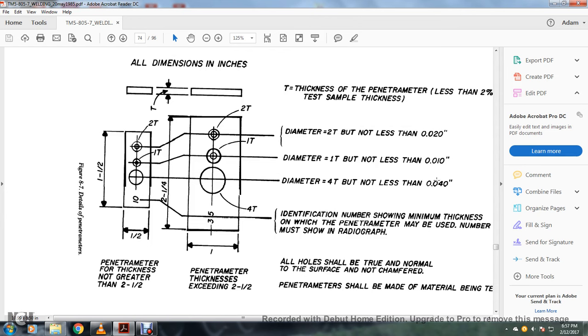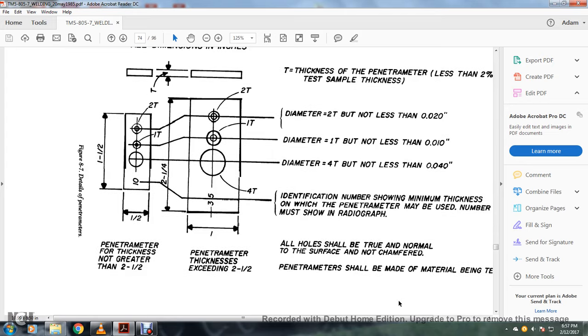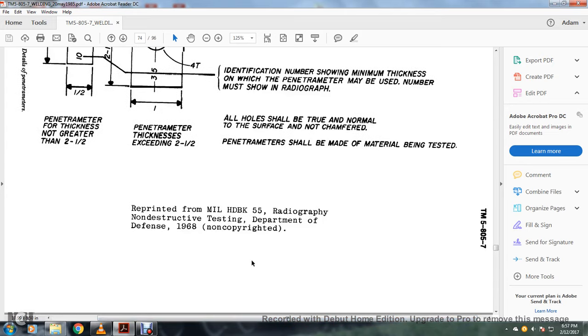Diameter 4T, not less than four hundredths of an inch. Identification number shown with the minimum thickness for which the penetrameter must be used. The numbers must be shown in the radiograph. Penetrameter for thickness not greater than 2.5 inches. Penetrameter for thickness exceeding 2.5 inches. All holes shall be true and normal to surfaces, not chamfered. Penetrameters should be made of the material being tested.